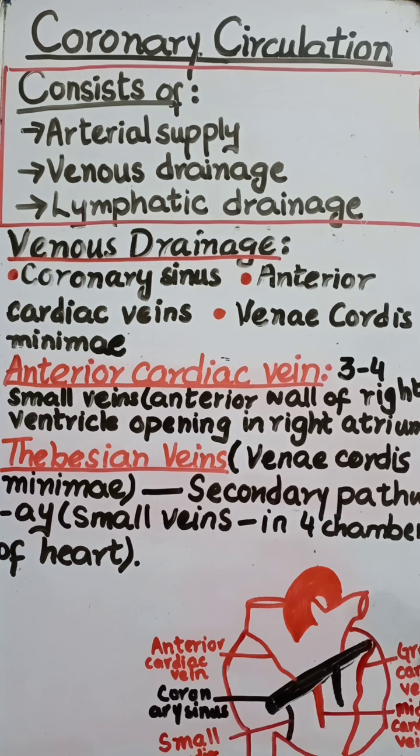These are a number of veins present in this system, and this is the secondary pathway. These veins are present in all four chambers of the heart, and then these veins direct this blood to the right atrium, so that after that it will become oxygenated when it enters into the lungs. So this is the pathway of venous drainage.